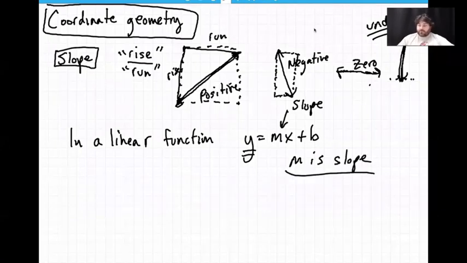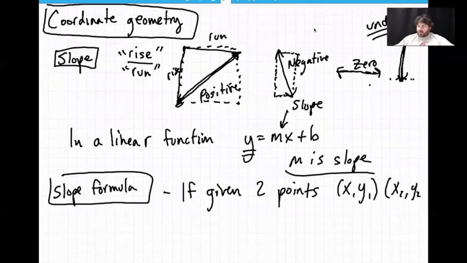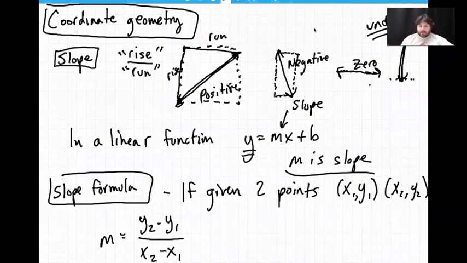All right, now there is a formula for slope. So this is the slope formula. Let's say you're given 2 points, we'll call them x1, y1, and x2, y2. So just 2 coordinates, the first point and the second point. It doesn't matter which one is which, but the slope formula will be the difference in the y numbers. So y2 minus y1 divided by x2 minus x1. That is going to be the formula for the slope.